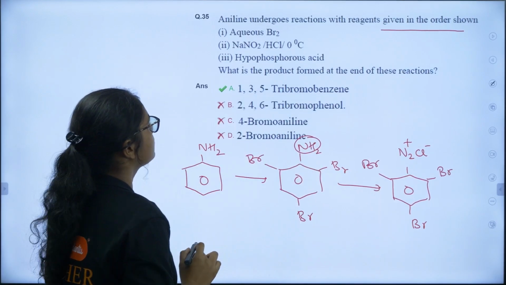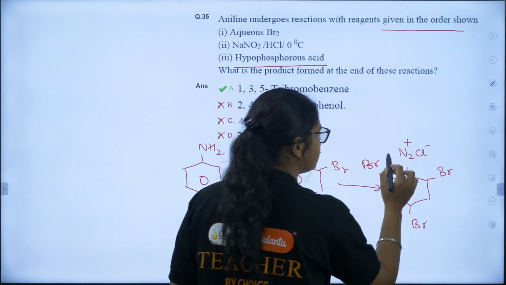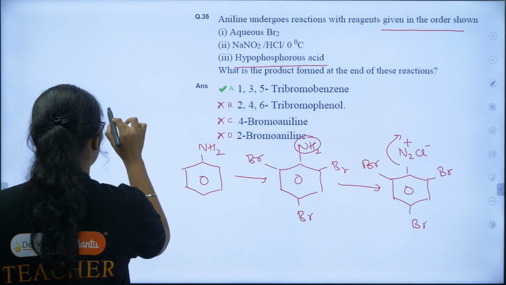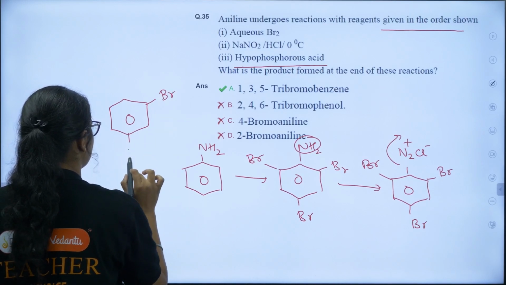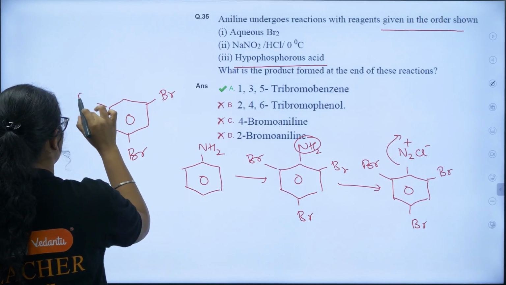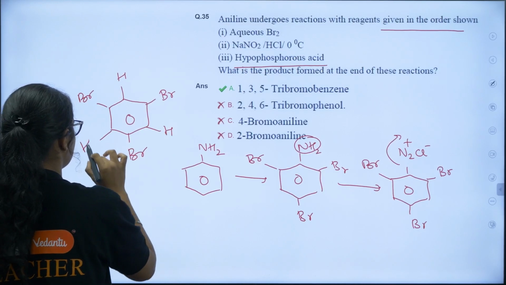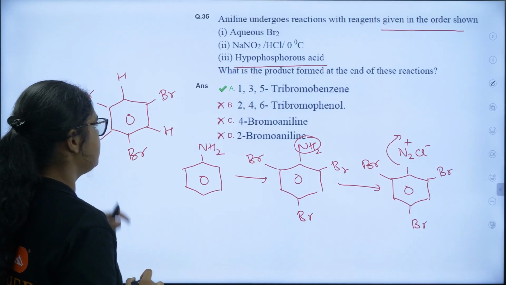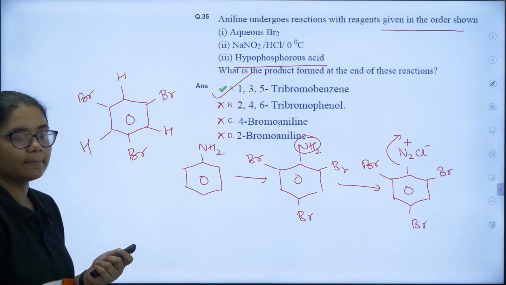Next, it is telling you to add hypophosphorous acid. Once you add hypophosphorous acid, this one will be replaced with H. So we will get this compound with Br, Br, Br and H. So this one is what? 1,3,5-tribromobenzene. So the correct answer for this question will be option number A.